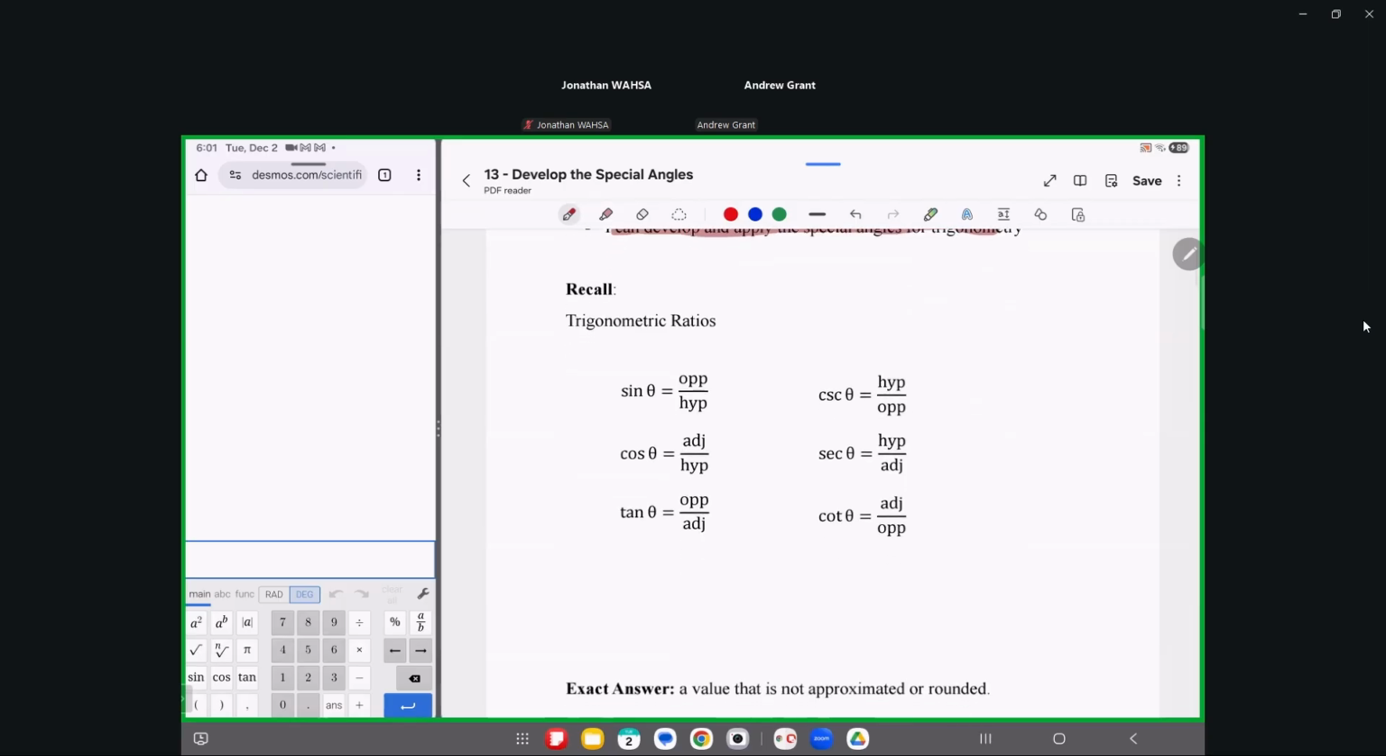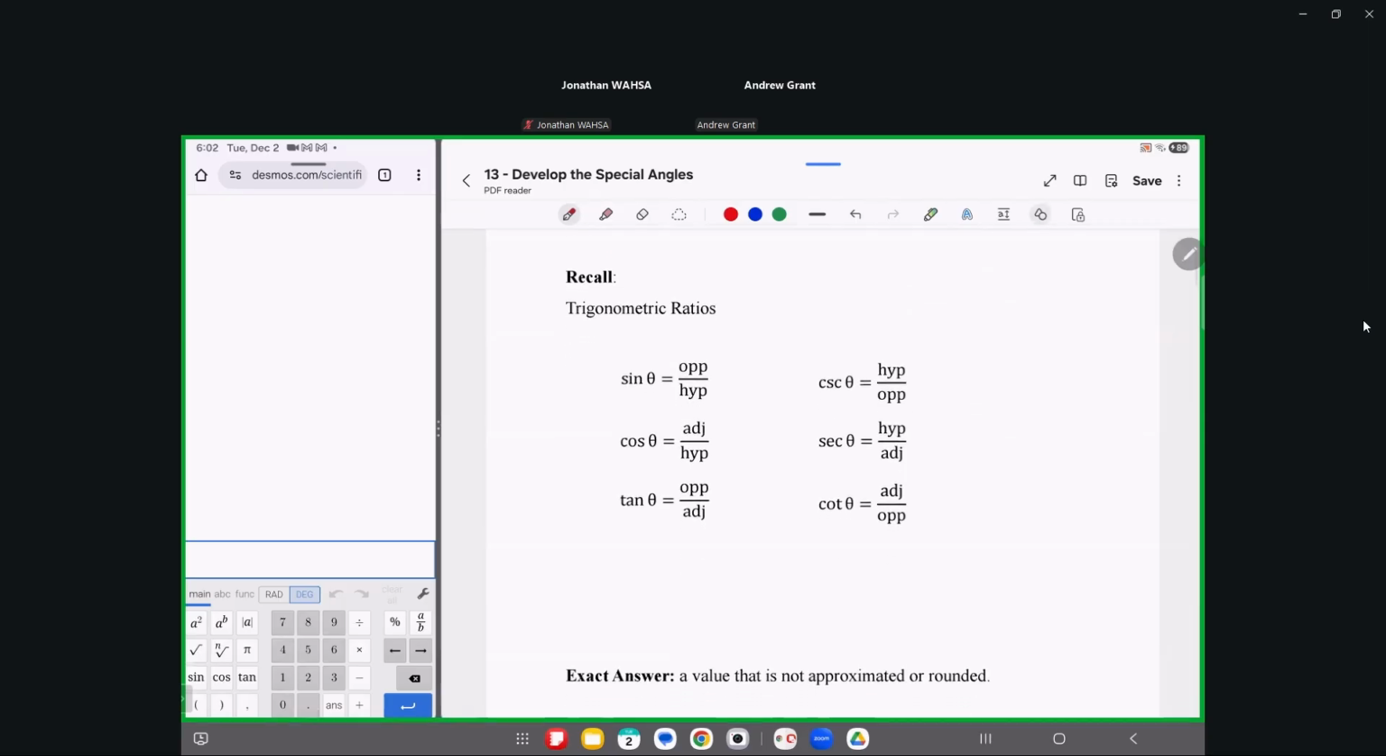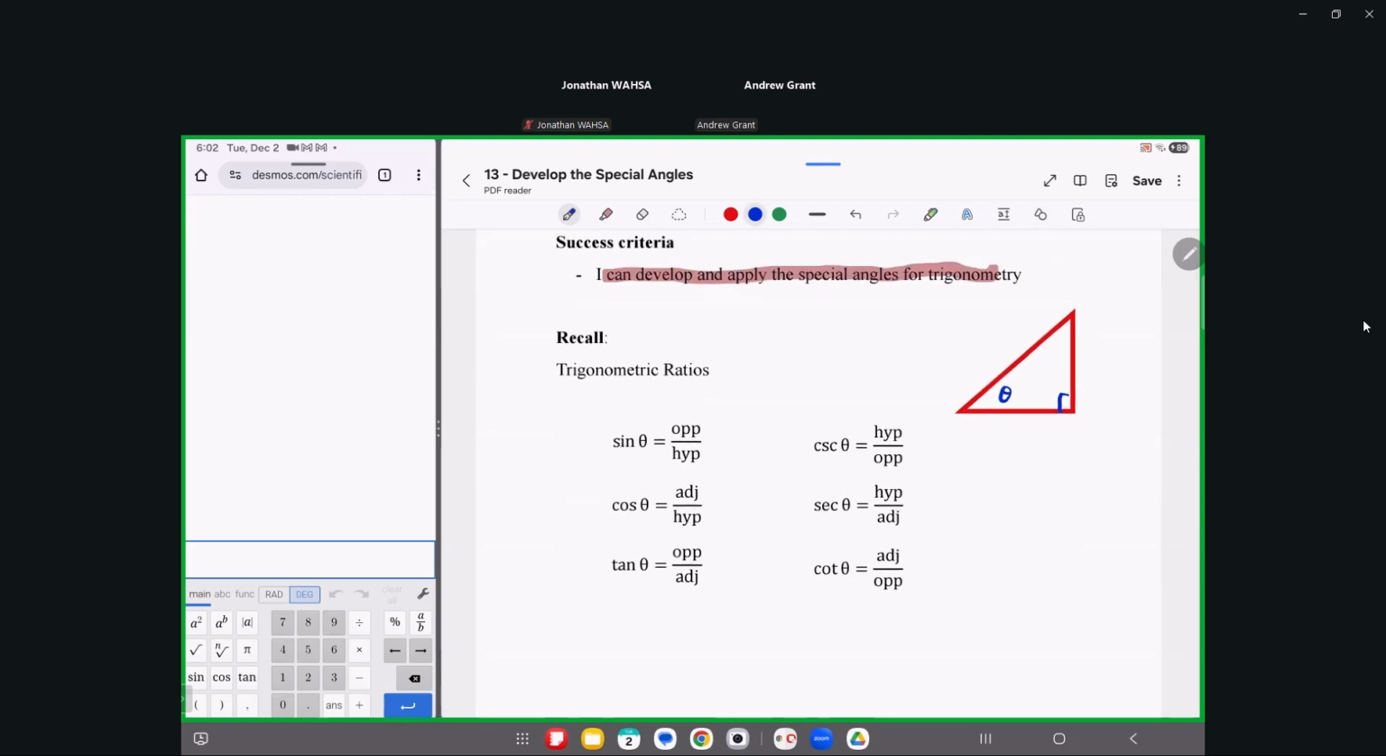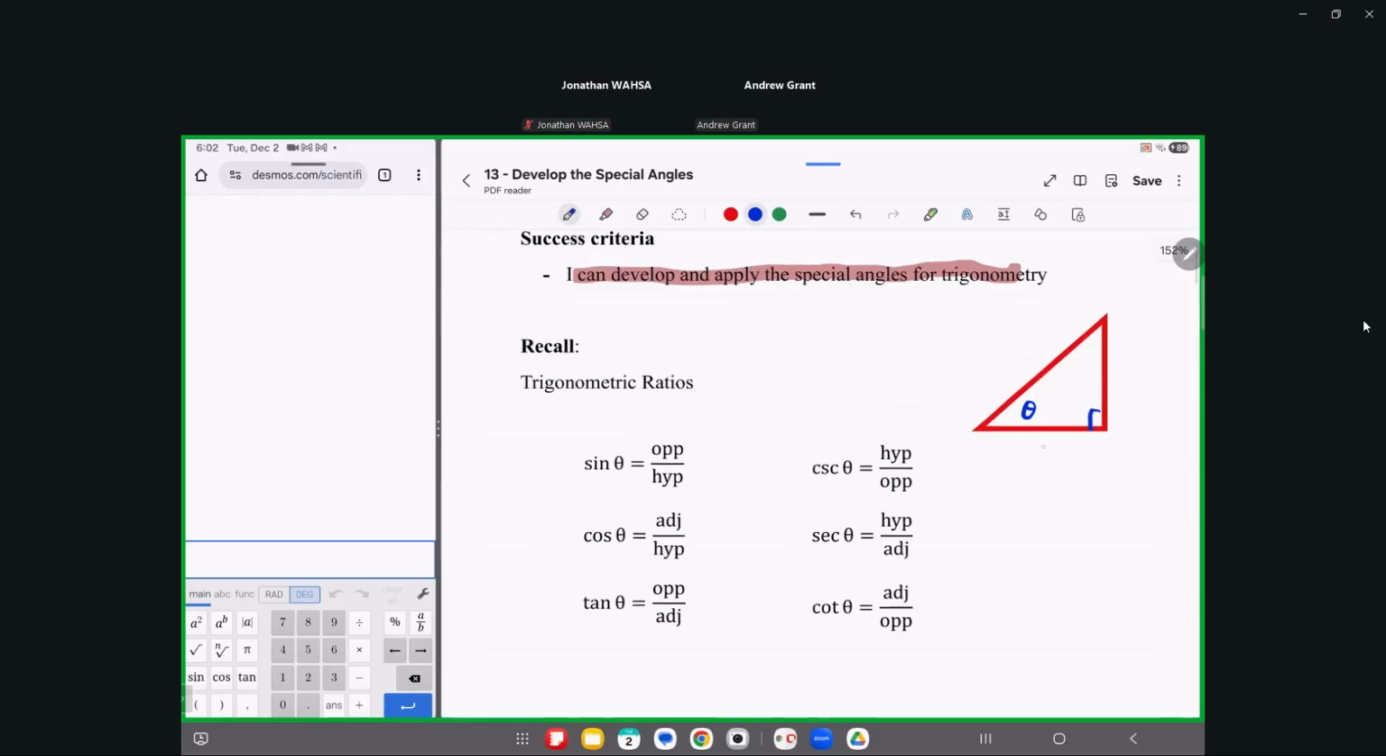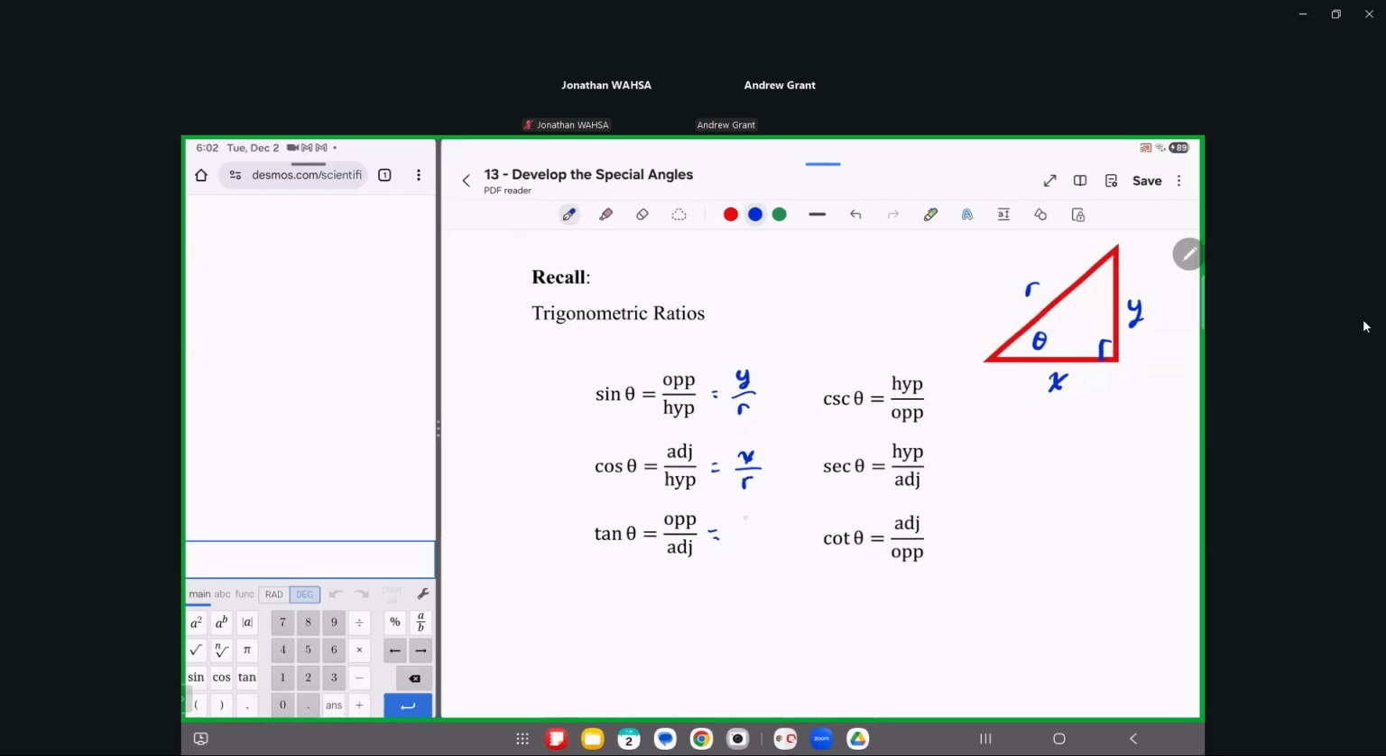And so, as a review of last time, if we had a right angle triangle, and we have an angle of interest, say angle theta, and we're given some x, y, and r, you could say that sine theta is equal to the opposite over hypotenuse, which would be y over r. Cos theta is equal to the adjacent over hypotenuse, which will be x over r. Tan theta is equal to the opposite over adjacent, which was y over x.